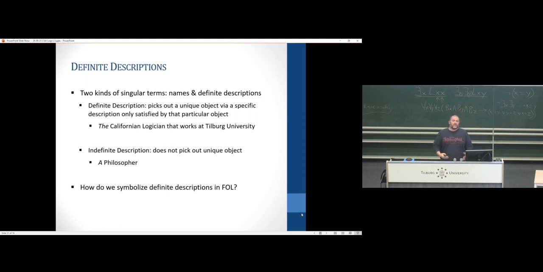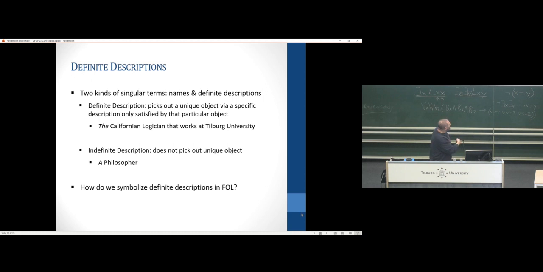So a definite description is a description that exactly one thing satisfies. That should already set off ideas of where we're going next. Contrast that with an indefinite description. An indefinite description doesn't pick out a unique object. That could be because more than one thing satisfies it, or because nothing satisfies it. For example, a philosopher, or a person who studies at Tilburg University.